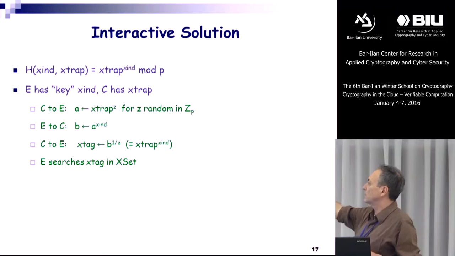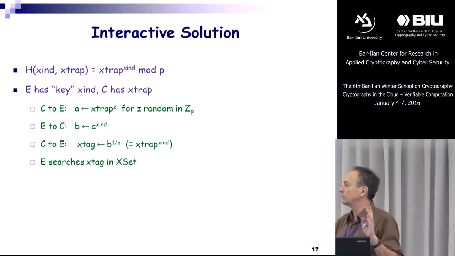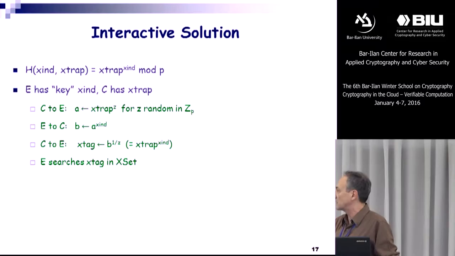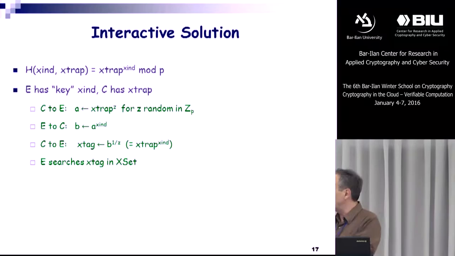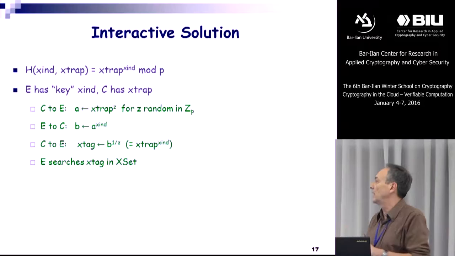We are considering xtrap to the xind as something like an oblivious PRF, where xind is the key and the input x is xtrap. We want the client to enter xtrap, the server to input xind. Then the server learns xtrap to the power of xind, but nothing else. So how do we do that?